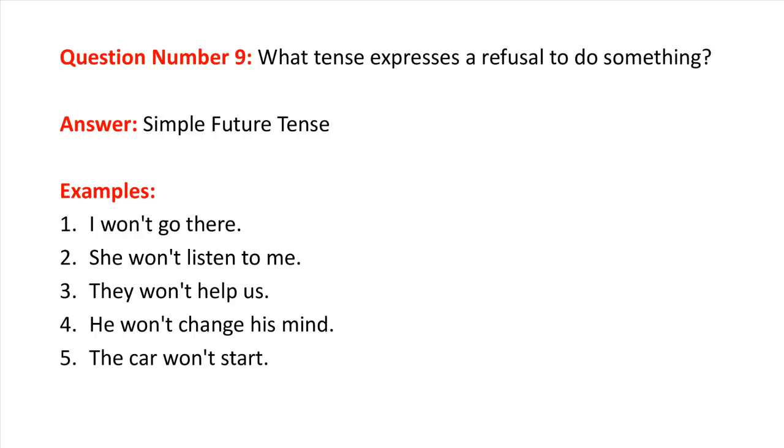Question number 9. What tense expresses a refusal to do something? Answer, simple future tense. Examples. I won't go there. She won't listen to me. They won't help us. He won't change his mind. The car won't start.